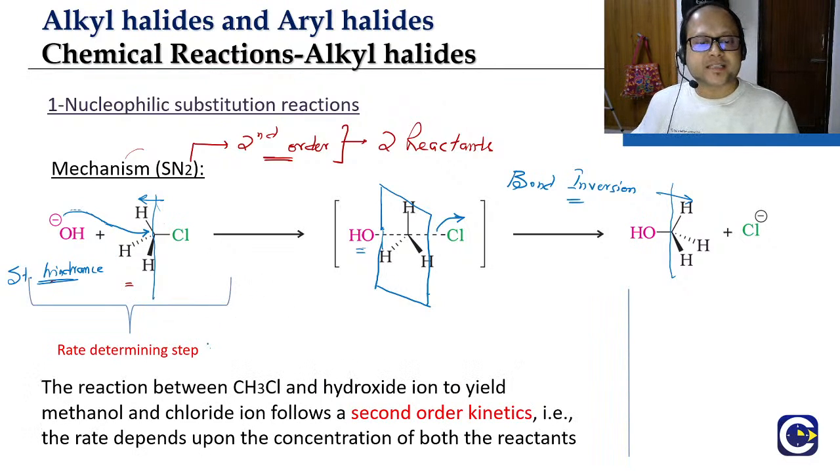So you can see that this is your rate determining step, right? It is following second order kinetics, because the concentration of both the reactants plays an important role over here. So if you decrease the concentration of the nucleophile, the rate of reaction will decrease, and if you decrease or increase the concentration of the substrate, the same thing is going to happen. So it depends on both of them together, hence second order kinetics, right?